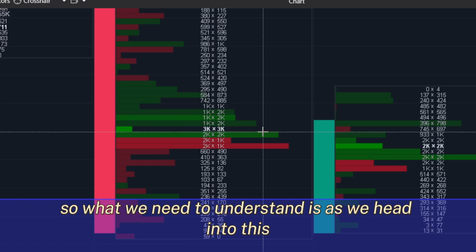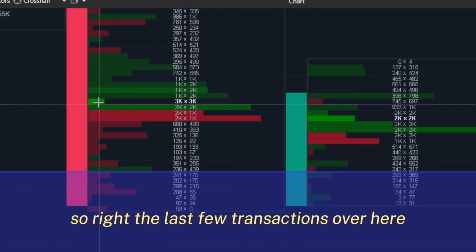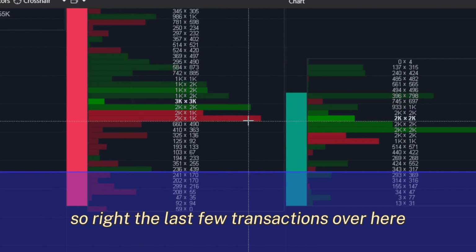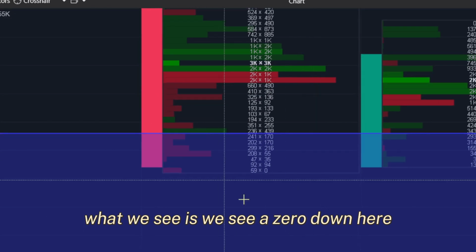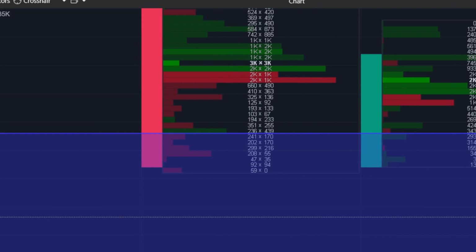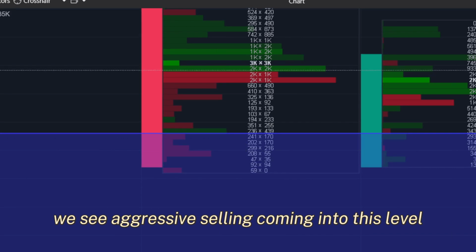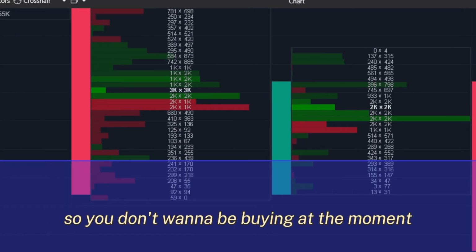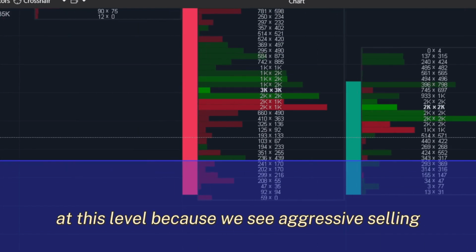As we head into this zone, the last few transactions over here, we see a zero down here, which represents no participants hit the ask. All the participants hit the bid, and therefore we see aggressive selling coming into this level. So you don't want to be buying at the moment at this level because we see aggressive selling.